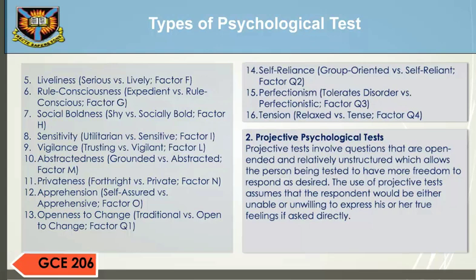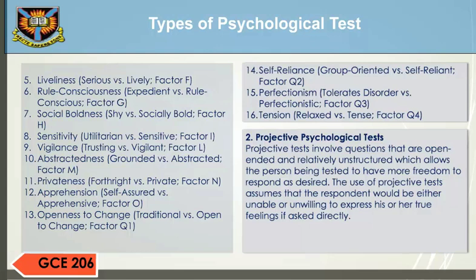13. Openness to change, traditional versus open to change, factor Q1. 14. Self-reliance, group-oriented versus self-reliant, factor Q2. 15. Perfectionism, tolerates disorder versus perfectionistic, factor Q3. 16. Tension, relaxed versus tense, factor Q4.